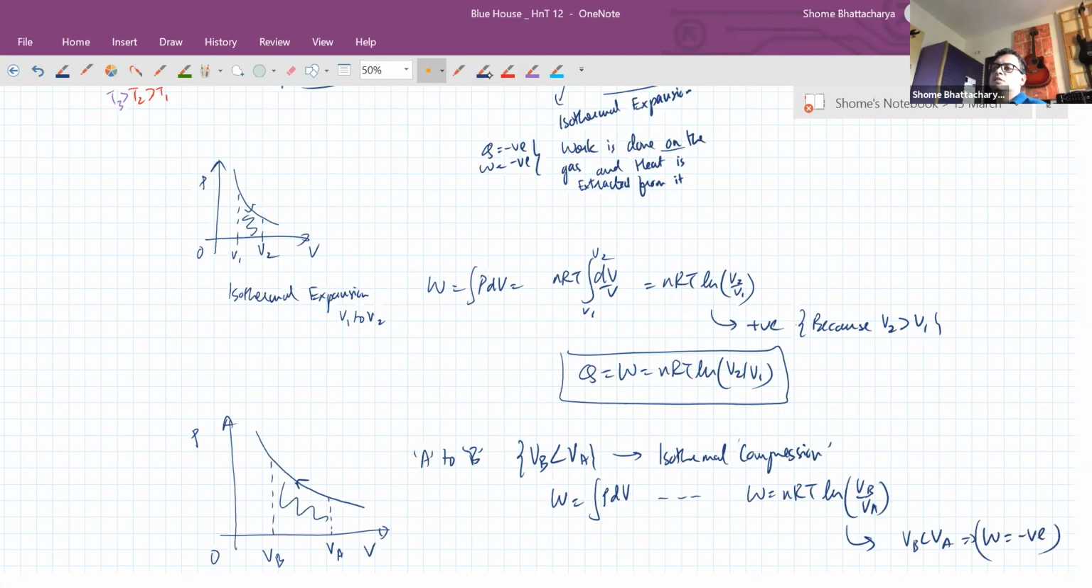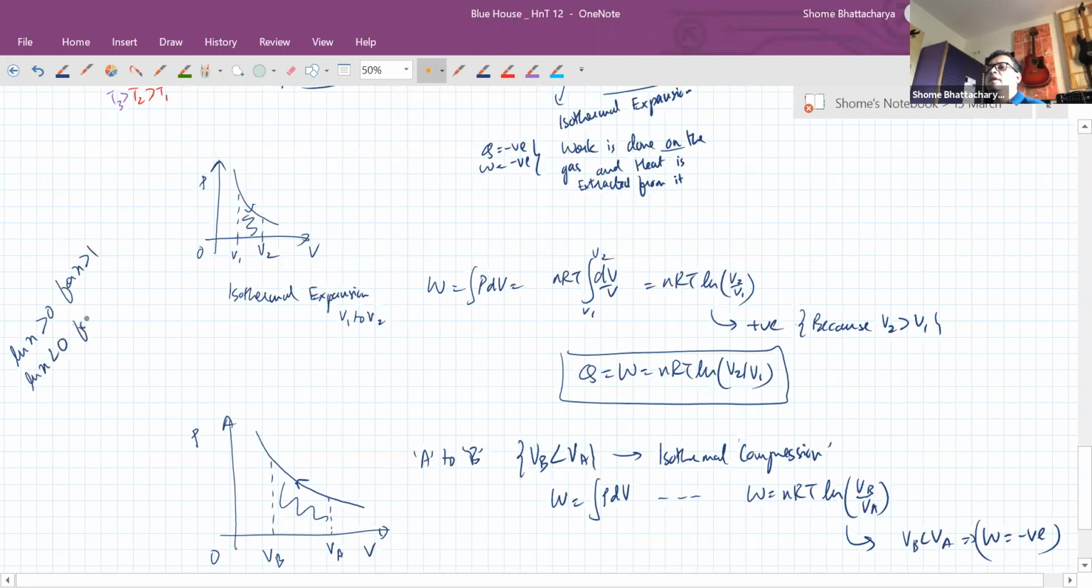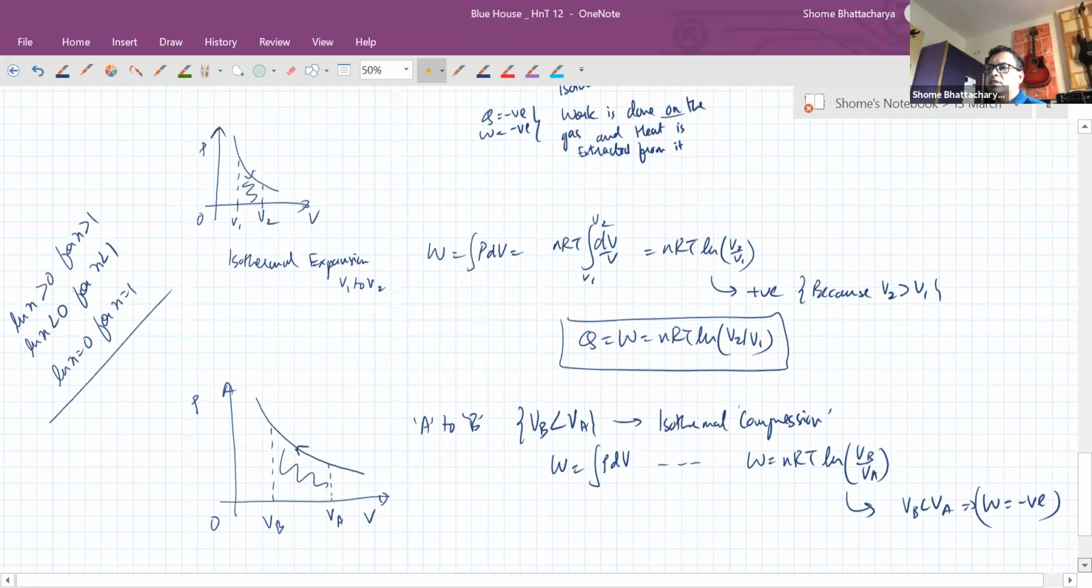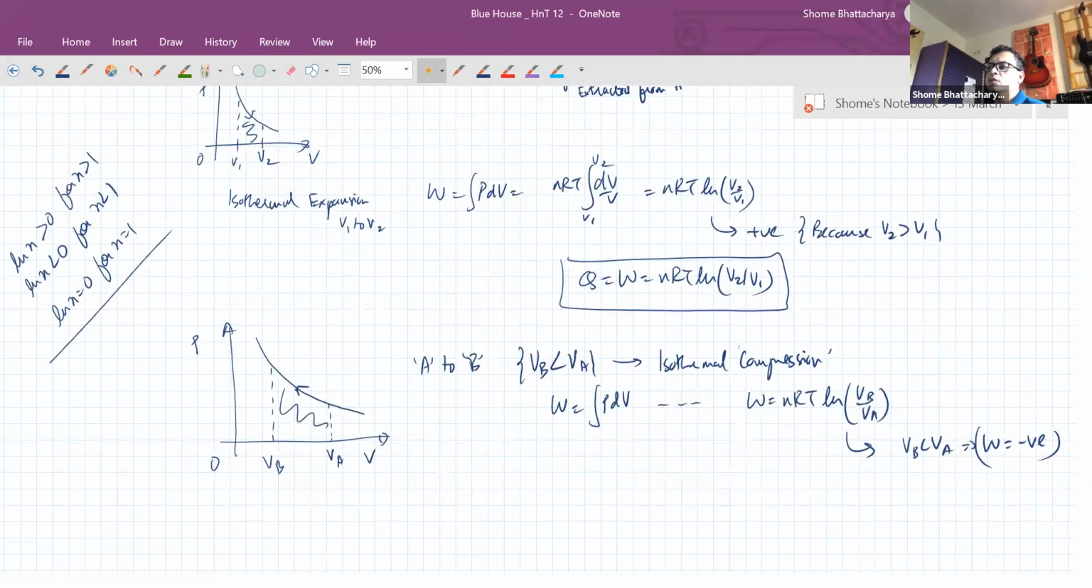Okay, because ln x is positive for x greater than 1, ln x is negative for x less than 1, ln x is equal to 0 for x equal to 1. So just keeping that in mind. And ln cannot be defined for negative terms. Of course, that doesn't make sense here because the ratio of two volumes cannot be a negative quantity. It is a positive quantity. The question is whether it is greater than 1 or less than 1 or equal to 1.